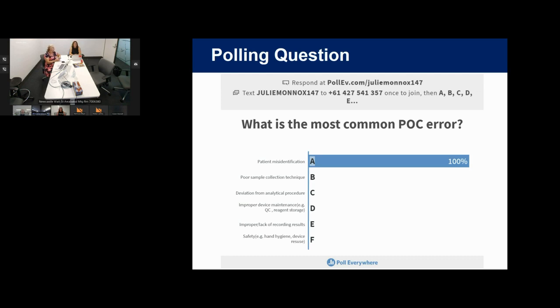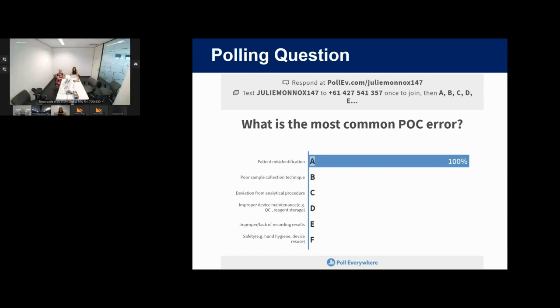So we've got a B and an A that's come in on the chat room. At the moment patient identification seems to be just in front. We've got 67 have a B, 33 with an A. Well done, you're far more interactive than the last group. It takes a bit of time getting used to this, but if we start using it over and over, people should get used to it. So we've got 25% saying patient identification, poor sample for 50% of the group that have voted, and deviation from analytical procedures 25%.